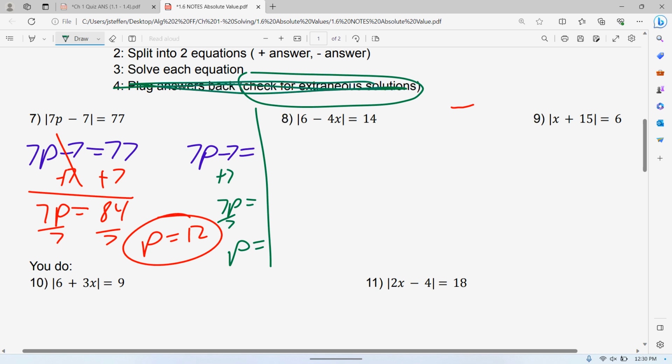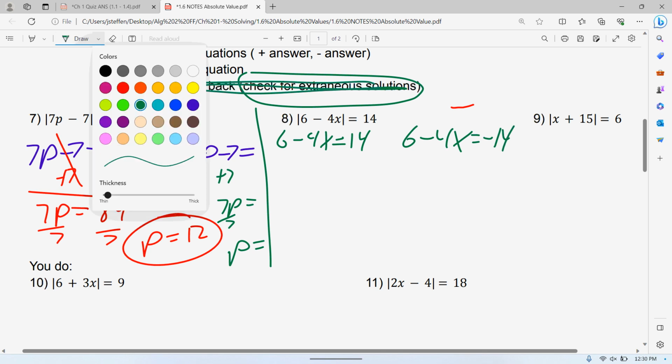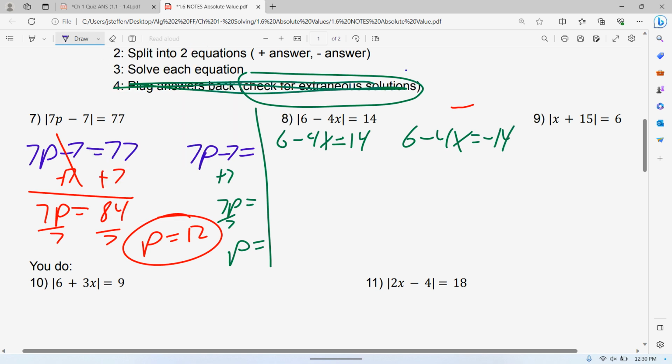So next one, same thing. The absolute value is already all by itself, so I'm going to split this into 2 equations. We have 6 minus 4x is equal to positive 14, and 6 minus 4x is equal to negative 14. Then from here you solve, and again, we just solve like normal. Hopefully, I'm not saying this is easy, but it should be getting easier. We've been doing a lot of this. Use a calculator if you need to, so you don't mess up like I almost did.